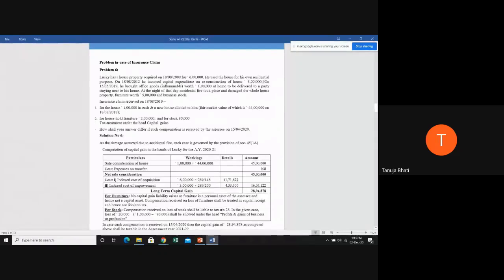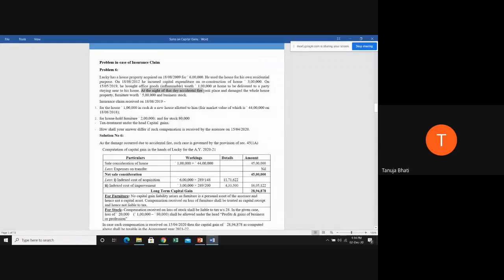Next, on 15/5/2019, he brought office goods. Now, office goods are nothing but your stock, because they are office goods, and goods are nothing but stock. Inflammable worth rupees 1 lakh at home to be delivered to a party staying near to his home. So he got 1 lakh worth rupees stock at his place because he wanted to deliver to a particular customer who was staying near to his house.